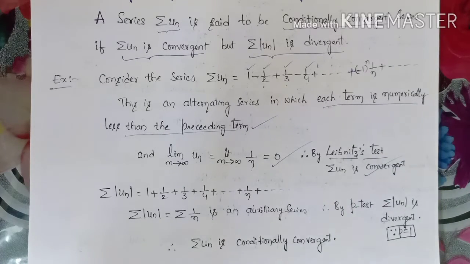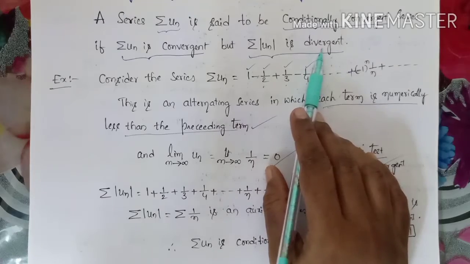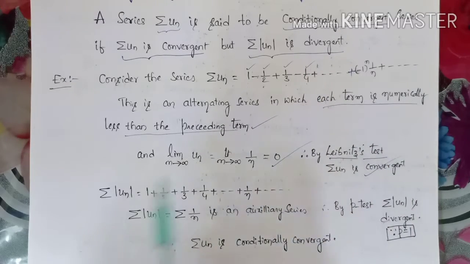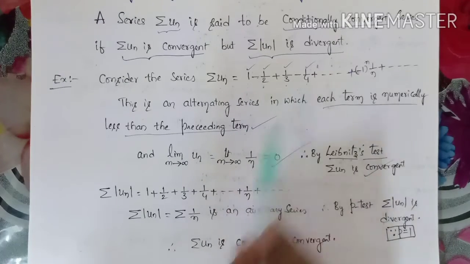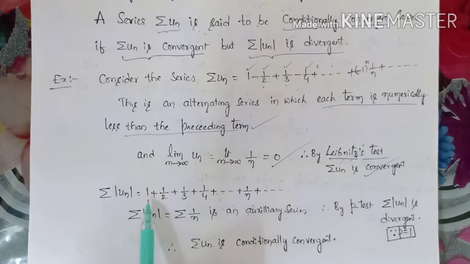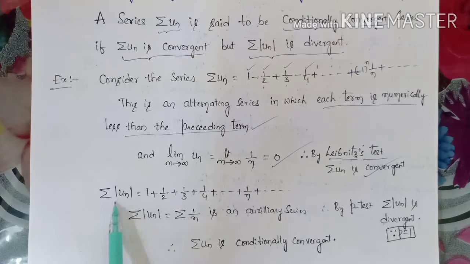Now we will see whether sigma mod un is divergent or not. We prepare sigma mod un from sigma un by making all the negative terms positive. So we will get sigma mod un is 1 plus 1 by 2 plus 1 by 3 plus 1 by 4 and so on plus 1 by n and so on. This is a positive series now. Now sigma mod un is equal to sigma 1 by n.